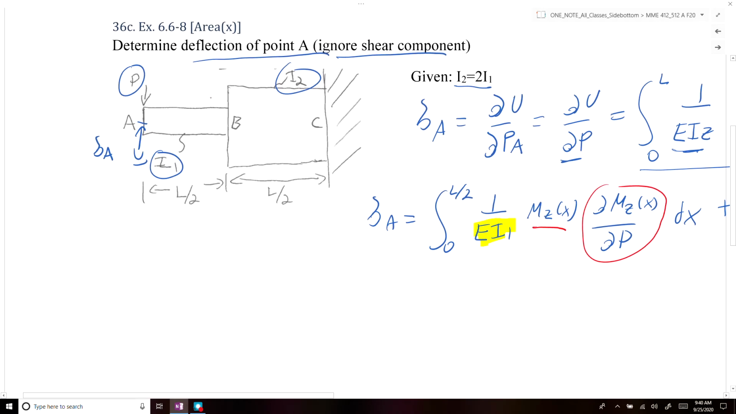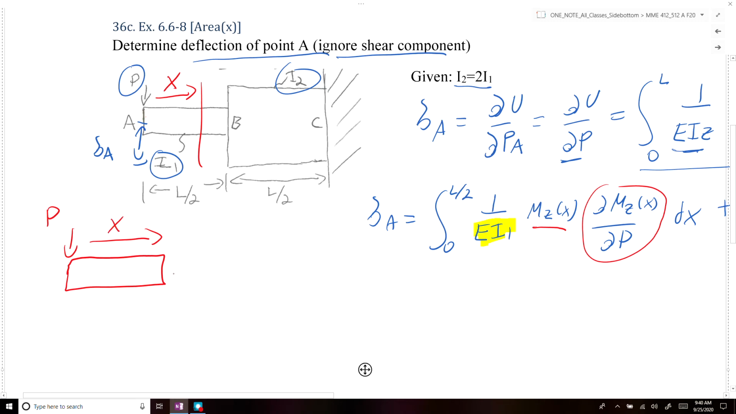To find out what Mz of x is, we're going to take a section cut at some arbitrary location x along our beam. If we take our section cut here, we have our applied load P at a distance x from our section cut, and at our section cut we'll have our internal shear force and our moment. But our moment is really the only thing we care about here.